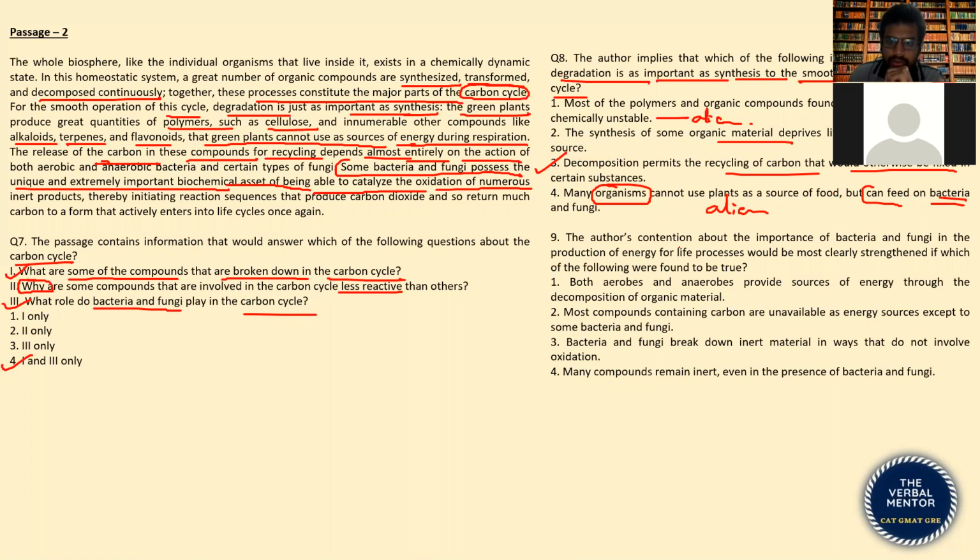Number 9, the author's contention about the importance of bacteria and fungi in the production of energy for life processes would be most clearly strengthened if which of the following were to be true. CR question, critical reasoning. For these questions, we must first understand what the author's contention is in the first place. So what is the author's contention? Let's see.